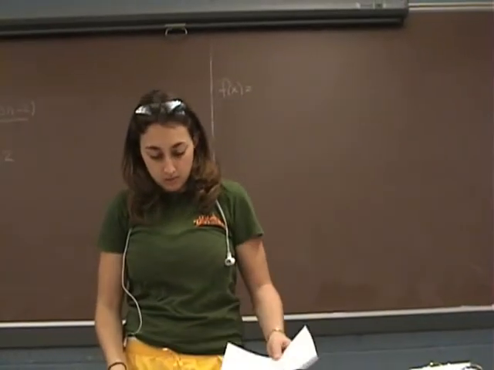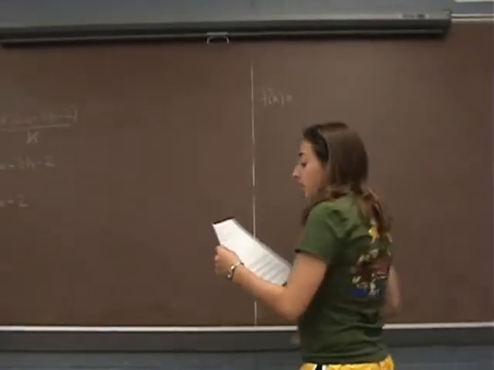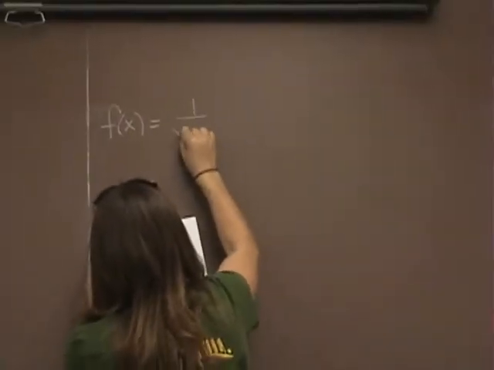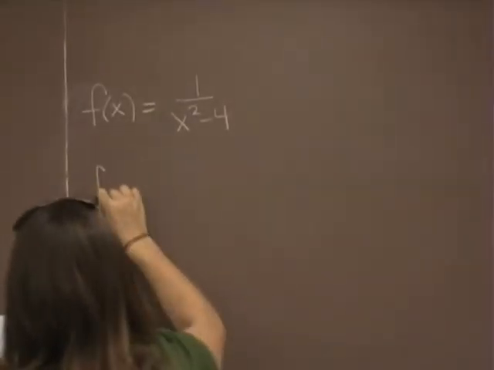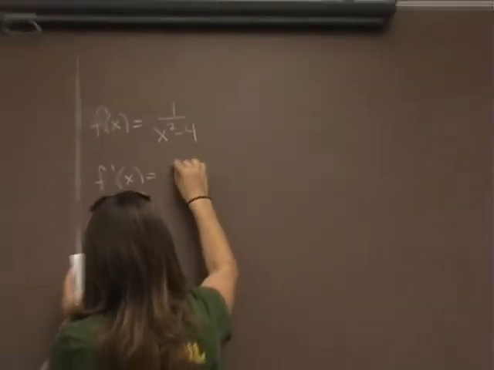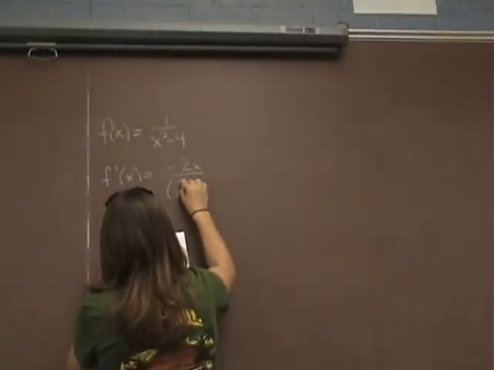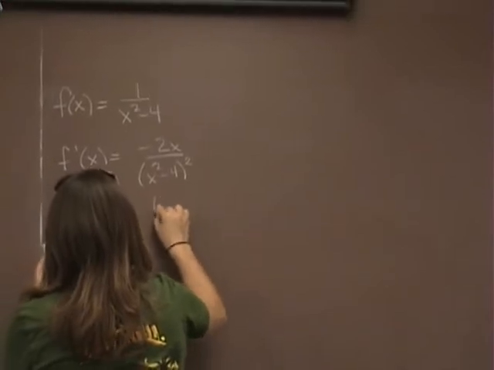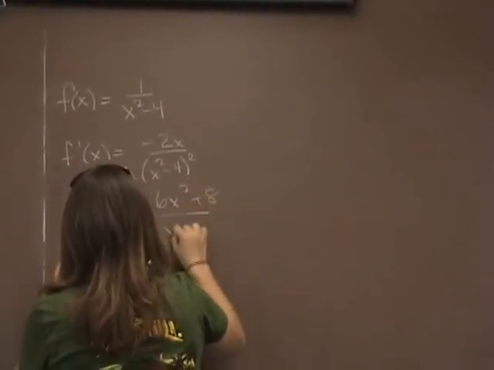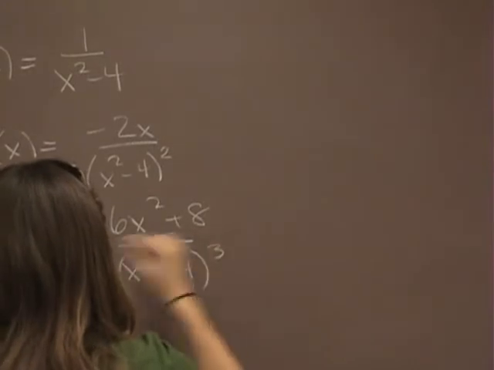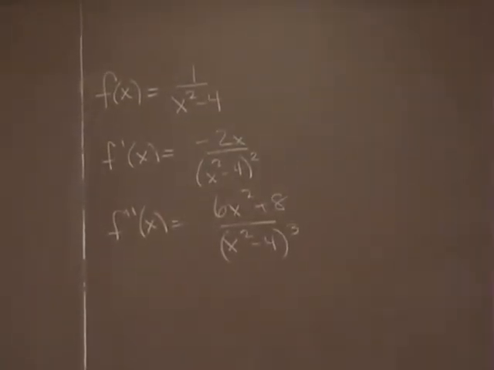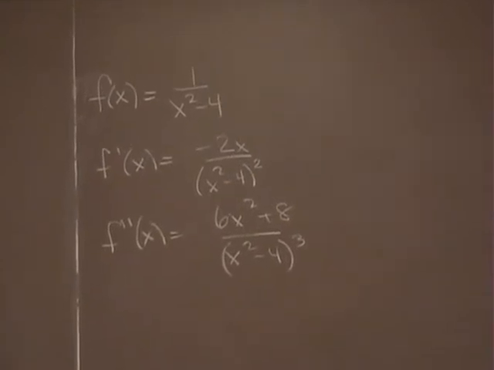Okay, which number was it? Number 11? Okay. All right, so if I did number 11, take the function y equals 1 over x squared minus 4, and I actually already told you what the derivatives were. I said the derivative is negative 2x over (x squared minus 4) squared, and the second derivative is equal to 6 times (x squared plus 8) over (x squared minus 4) cubed. So you don't even have to take the derivatives for this one. I actually gave you the derivatives already. All right, let's see what we can do.